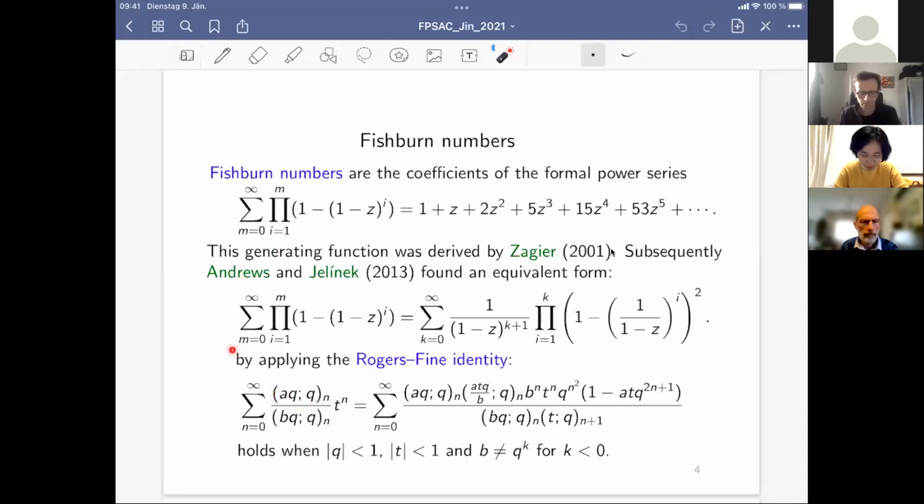And look at this identity. If we look at the left-hand side, it is not clear why the fishbone numbers are positive, because the expansion of the inner term alternates in sign. But if we look at the right-hand side, it is easy to see that the coefficients of this term are positive, and so are the fishbone numbers. Now you have seen the connection between the fishbone numbers and an identity of basic hypergeometric series. And I will present more of such connections later.